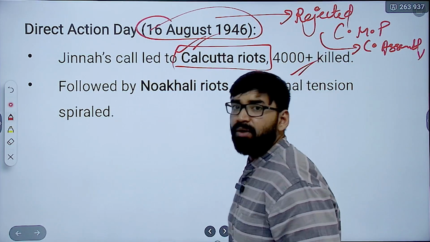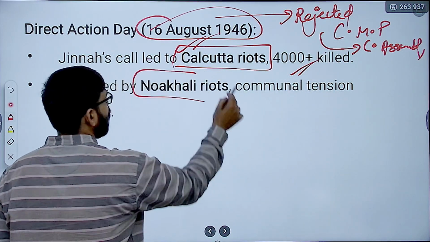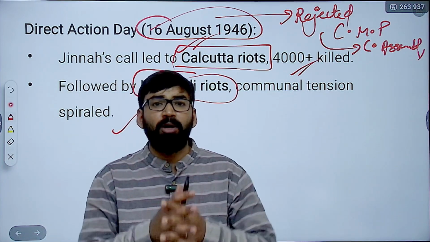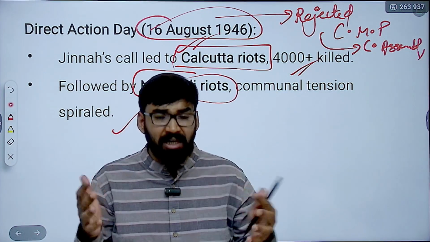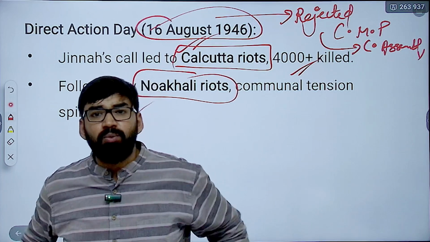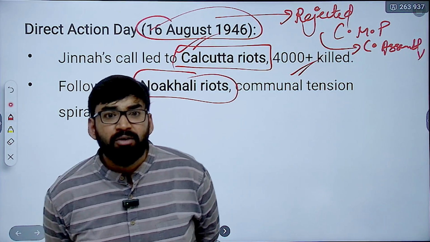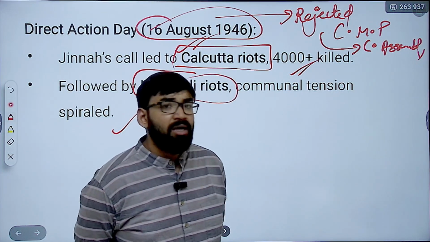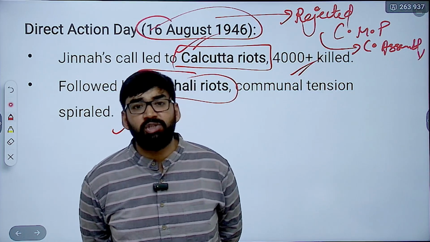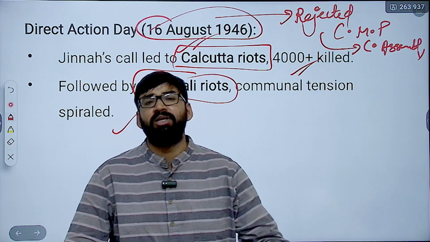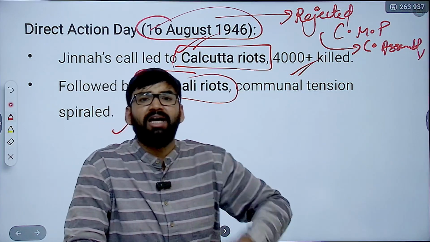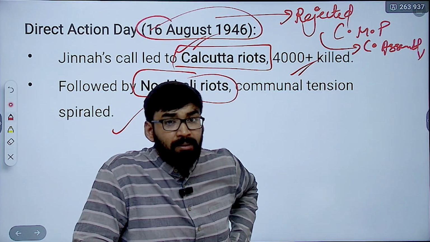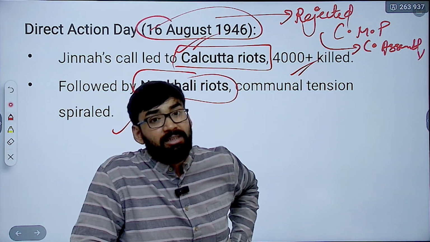Around 4,000 plus were killed. It was started in Noakhali. Communal tension spiraled. Understand? Direct Action Day for materializing the idea of Pakistan. Such a big communal riot happened for Pakistan. The communal riot started first in Noakhali and Calcutta, spreading to different parts of the country. And at that time, the Chief Minister of Bengal, Suhrawardy, openly supported Direct Action Day. And what was the slogan of the Muslim League? Lekar rahenge Pakistan, lad ke lenge Pakistan. That was the slogan.